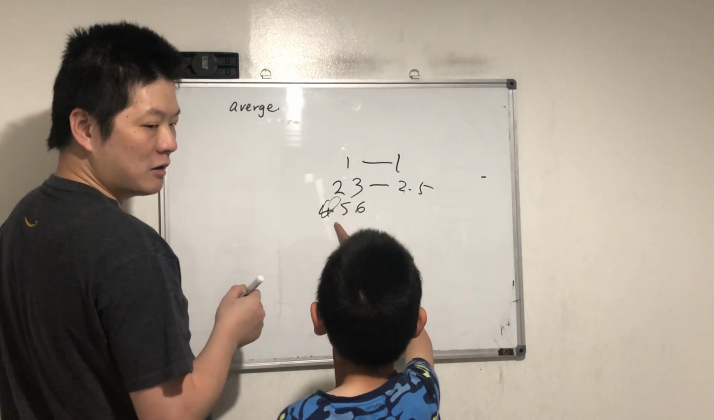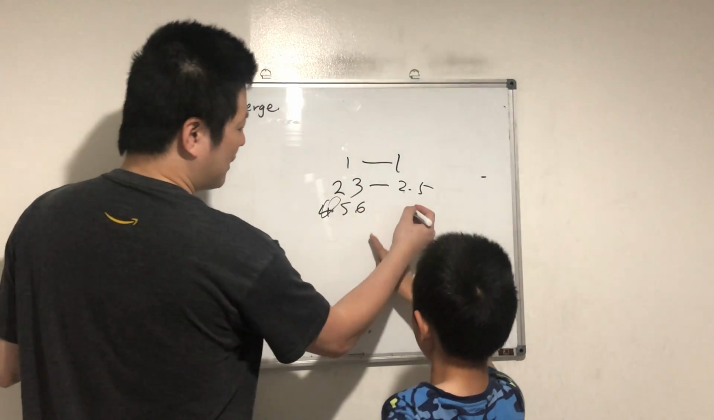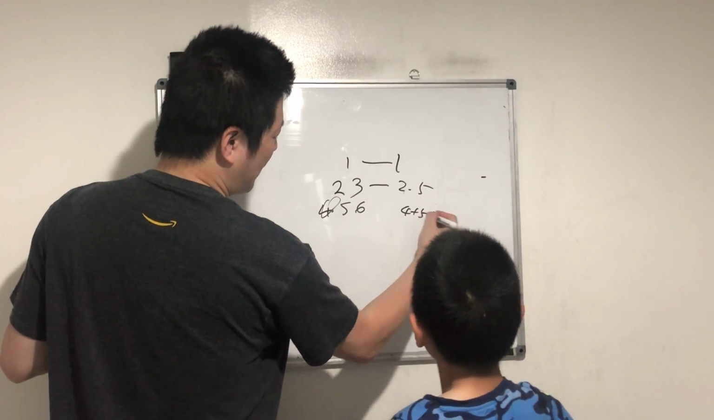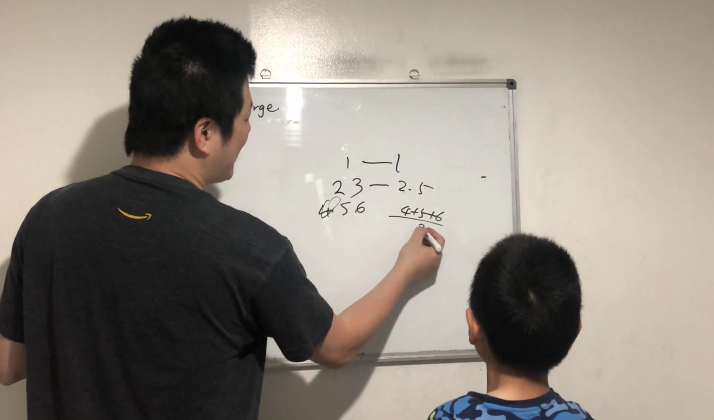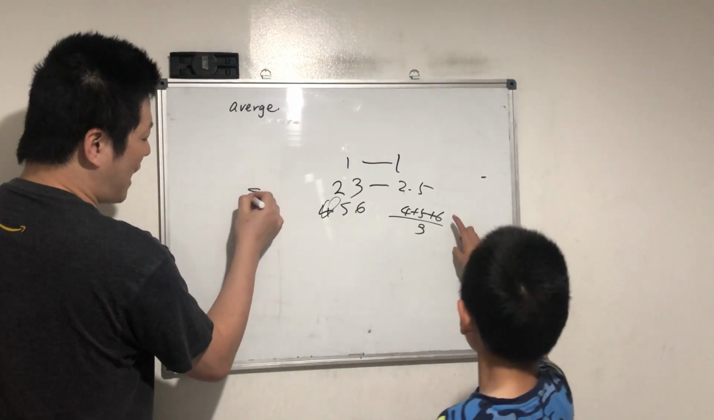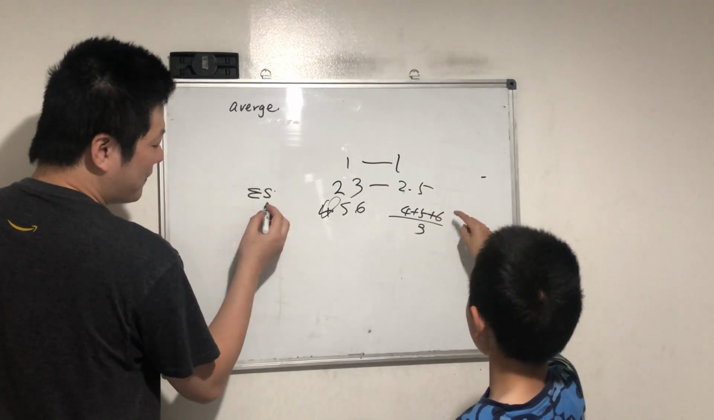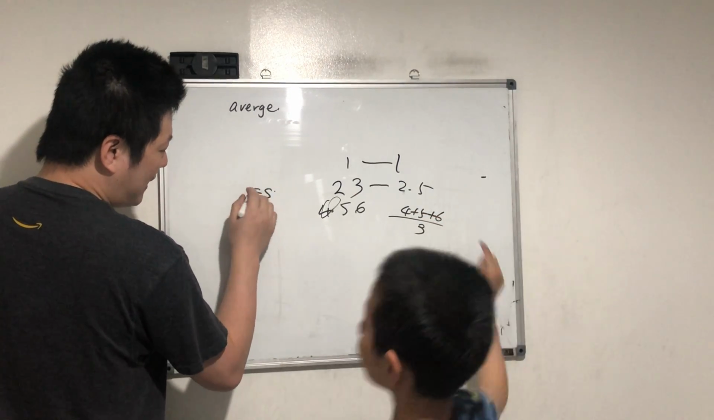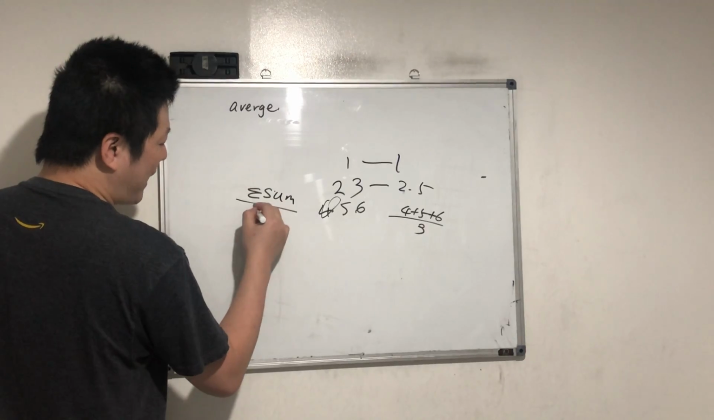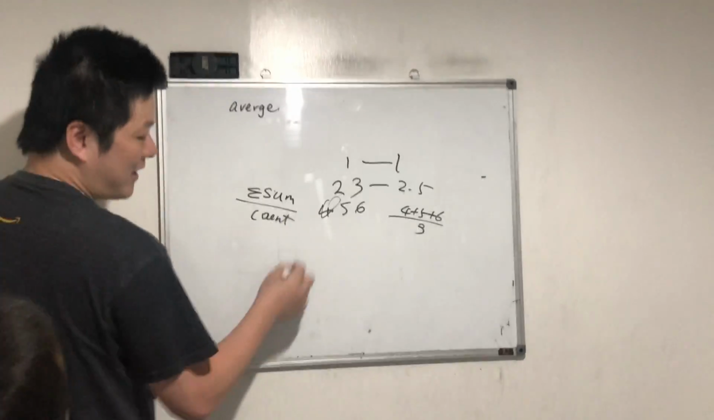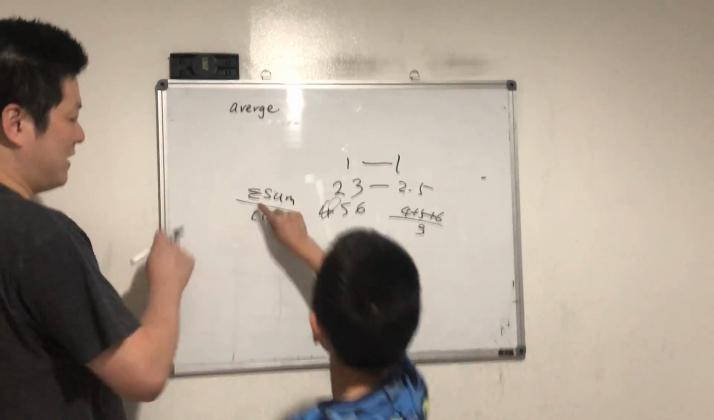Okay, so 4 plus 5 plus 6 is 15, divided by how many? 3. Yeah, that's the average. So you just tell me it's a sum divided by count. Okay, that's average, right? Simple as that.